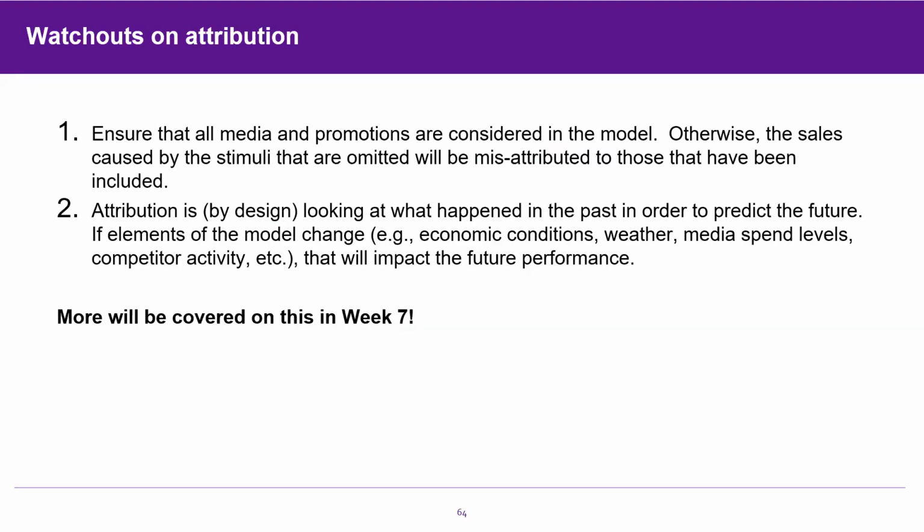So there are a couple of watch outs when doing attribution work. You have to ensure that all media and promotions are considered in the model. Otherwise, the sales caused by the stimuli that are omitted will be misattributed to those that have been included. And attribution is by design looking at what happened in the past in order to predict the future. So if elements of the model change, such as economic conditions, weather, media spend, or competitive activity, that will impact the future performance. And we'll say more on this in week 7.